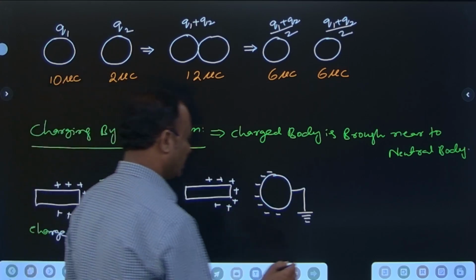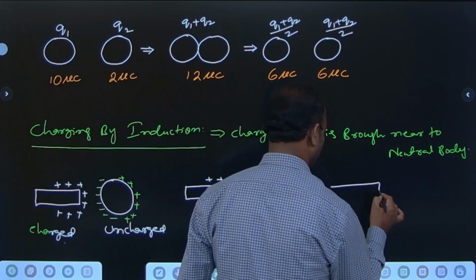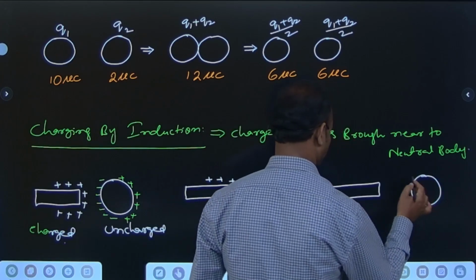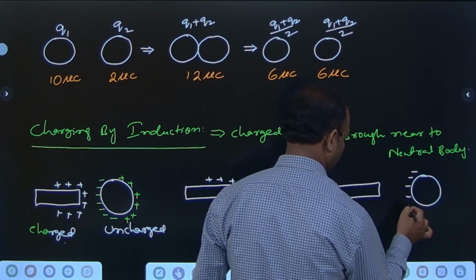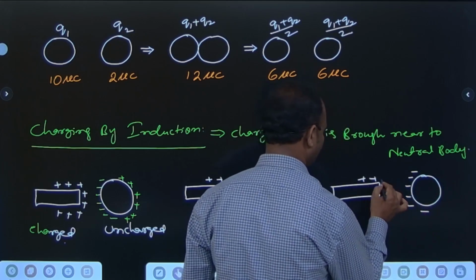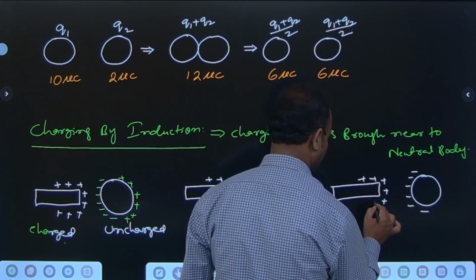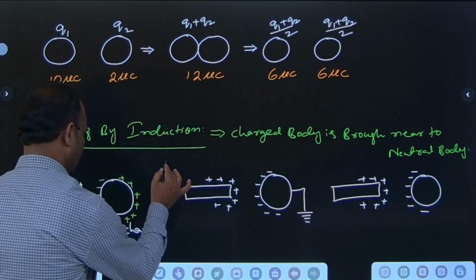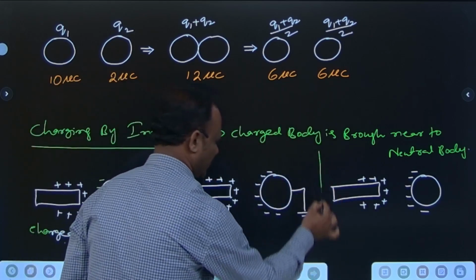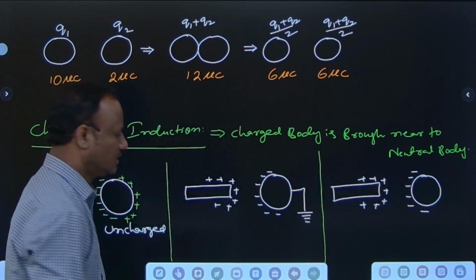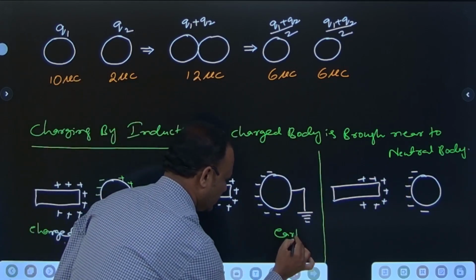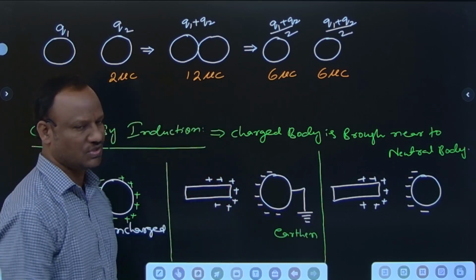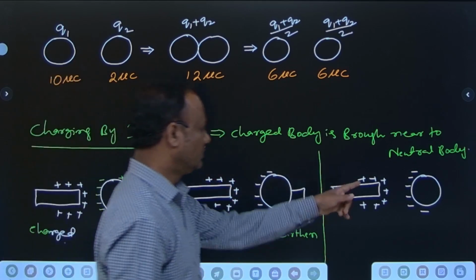Then next one, again the situation here. It's a negative charge. Yes, some charge is induced on this. This is what? The removed one. First condition. Next one, second condition. Next one, third condition. This is what? Earthed. So in the earthed case, potential is equal to 0.